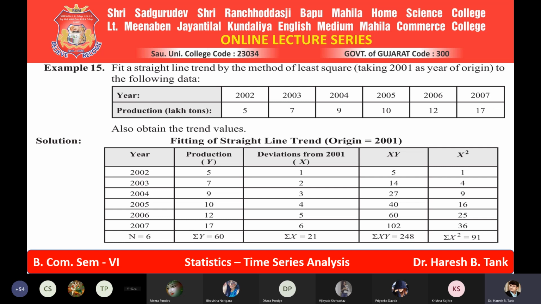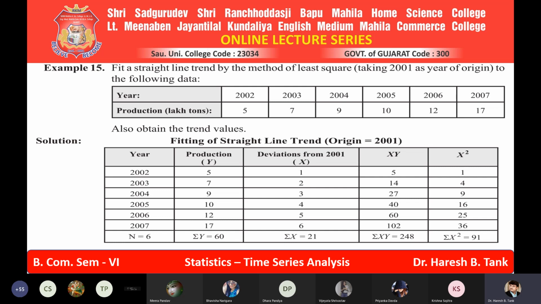First of all, try to understand the example itself. Example asks you to fit a straight line, means linear equation is the best thing, using method of least squares. And the third instruction given here is origin should be 2001. Fine enough. First of all, make two columns. The first column is year and second column is production.